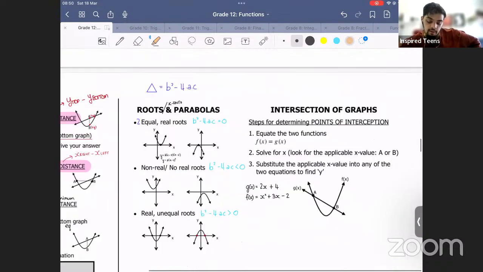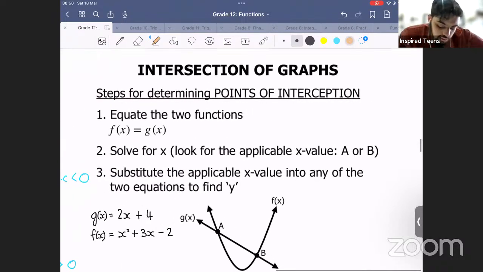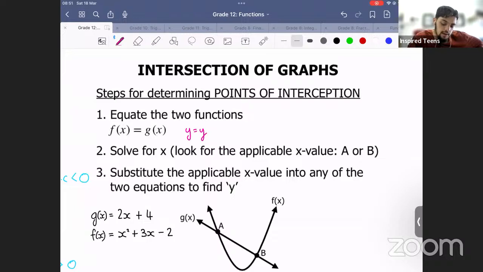Before we leave, let us just start to discuss intersection of graphs. Then we can continue next time. So the steps for determining points of intersection: you have to equate the two functions, because at that point, the two functions are equal to one another. They have the same x value, they have the same y value. So essentially you're just saying y is equal to y. Then you solve for x. Look for the applicable x value. Substitute the applicable x value into any of the equations to find y.